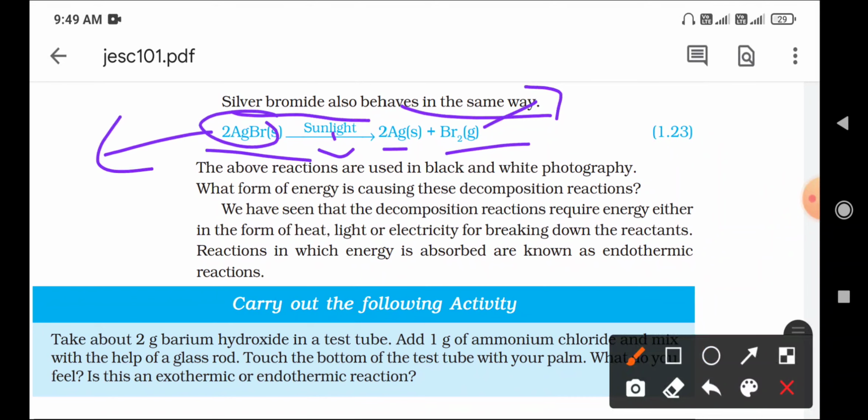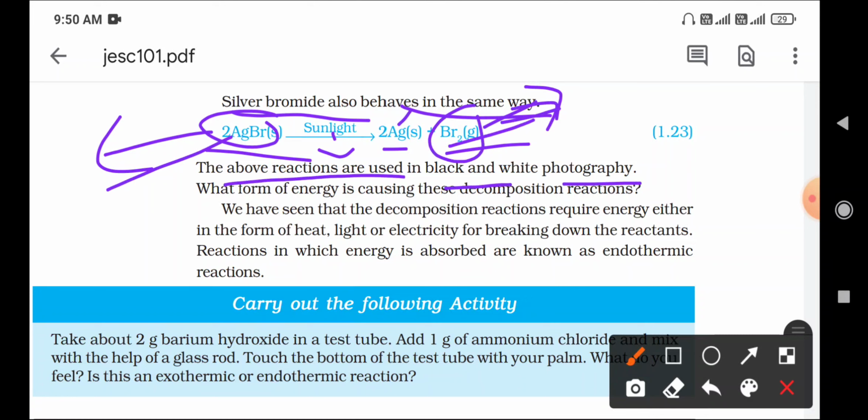Bromine gas. Remember, whenever you are studying a reaction and there is a release of gas, you have to remember which gas it is. Here, in the reaction of silver bromide, bromine gas is liberated. Br means bromine gas, AgBr is silver bromide, and Ag means silver. The above reaction is used in black and white photography.